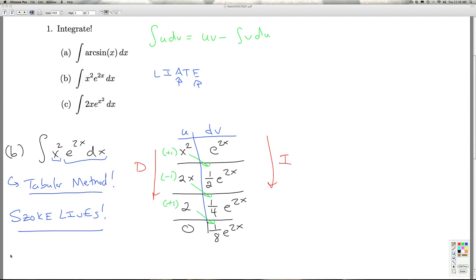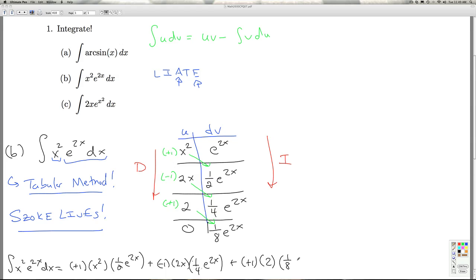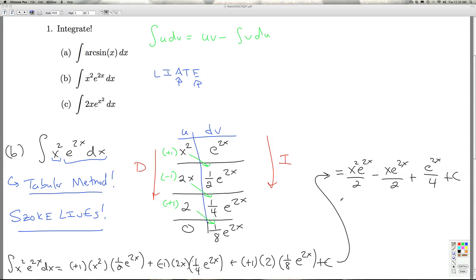All right, so this lets us write down the answer. The integral x squared e to the 2x dx is plus 1 times x squared times 1/2 e to the 2x plus a negative 1 times 2x times 1/4 e to the 2x, plus positive 1 times 2 times 1/8 e to the 2x plus c. And I suppose I can write my final answer then as x squared e to the 2x over 2 minus x e to the 2x over 2 plus e to the 2x over 4 plus c.